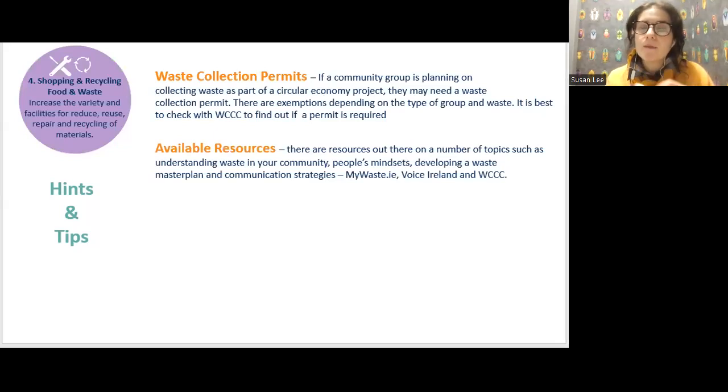So if a community group is planning on collecting waste as part of their circular economy project, they might need a waste collection permit, but it depends on what type your group is and also what waste you're collecting. So please check in with Waterford City County Council about this, or just email myself about any of these queries.